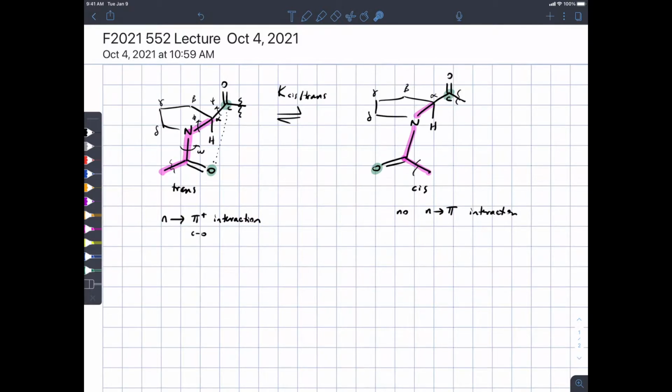One of the features he discovered that influenced this equilibrium was this remote carbon, the delta carbon. He observed that substitution on the delta carbon could influence the equilibrium between cis and trans isomers, by influencing the strength of the n to pi star interaction.